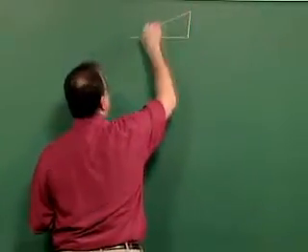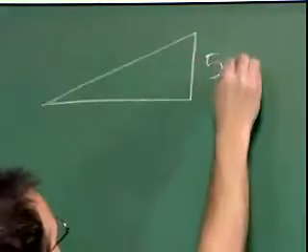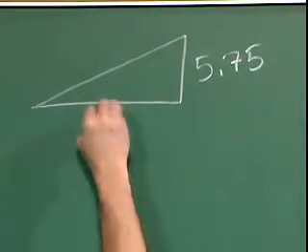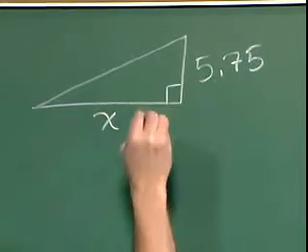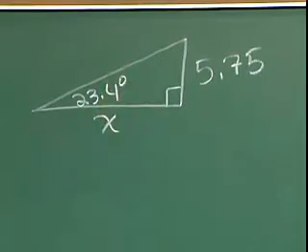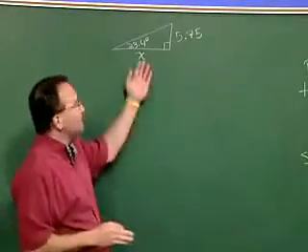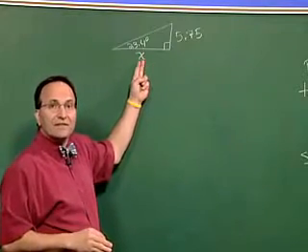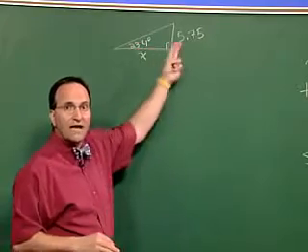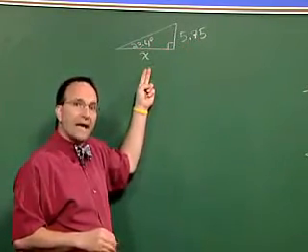But just use that section that shows Diane Carr, who's 5.75 feet tall. X, of course, is her shadow. We know this is a right angle, and this is 23.4 degrees. Therefore, to find x in this, we can use the fact that the tangent of 23.4 degrees is equal to the side opposite, 5.75, divided by x.